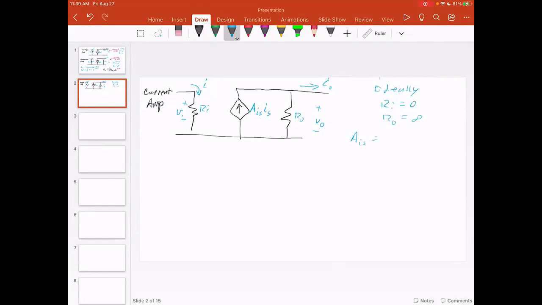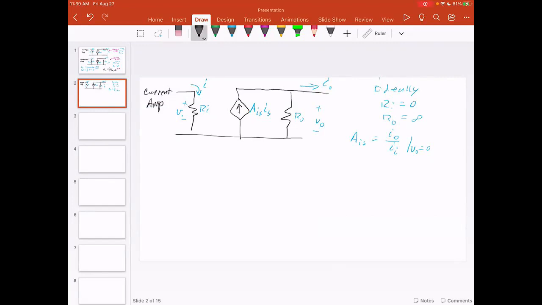AIS is equal to I out over IN. It's a gain, right? Where V out is set to 0, it's shorted. And so this would be the AIS, the output short circuit gain.